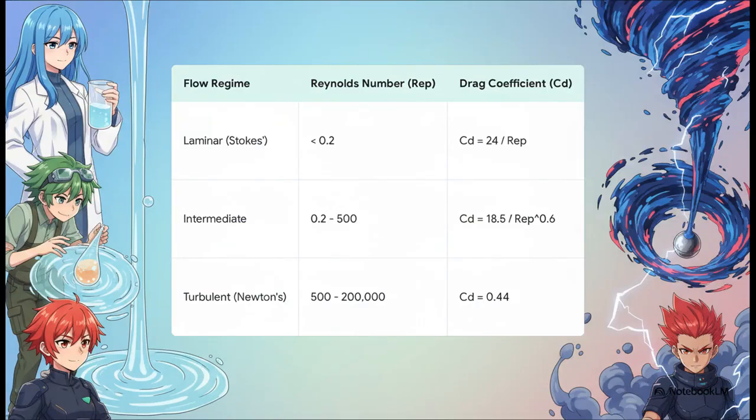And this table just lays it all out for us. If your Reynolds number is super low, you're in that smooth laminar zone, and you use one formula. If it's in the middle, that's the intermediate zone with its own formula. But then check this out. If the Reynolds number is really high, you're in the chaotic, turbulent regime, and the drag coefficient just becomes a constant. It doesn't change anymore. Wild, right? Each regime really does have its own set of rules.